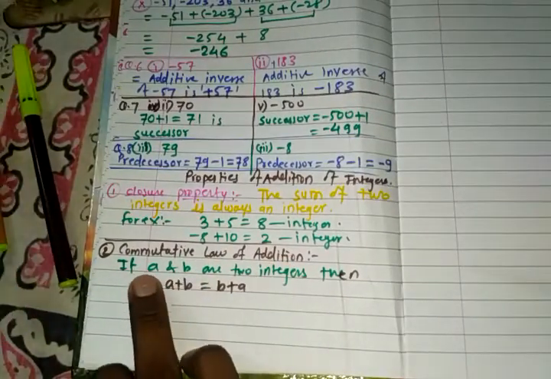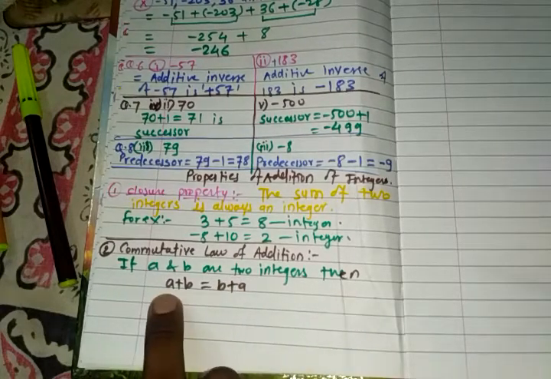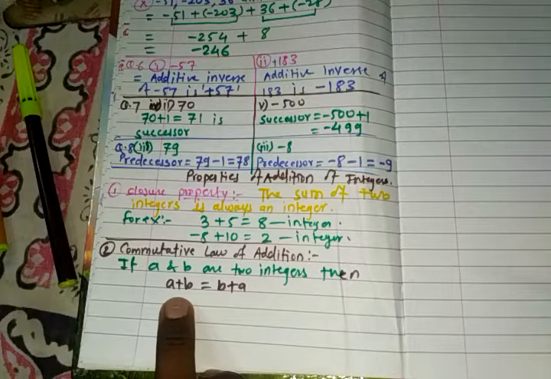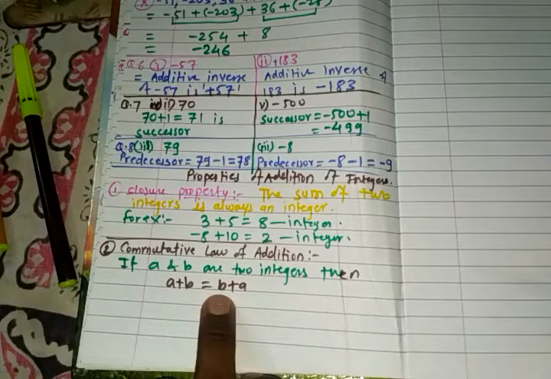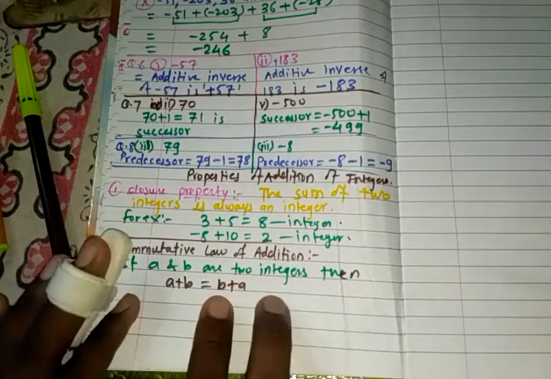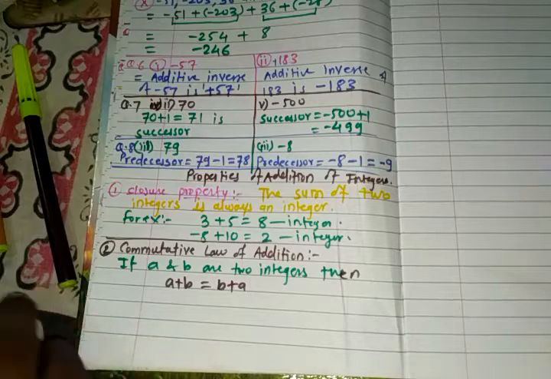The next property is commutative law of addition. In this property, if we take two integers a and b, then we can shuffle them. A plus b we have written on the left hand side, then we change their order and write b plus a. Both sides of the addition are equal according to the commutative law of addition.